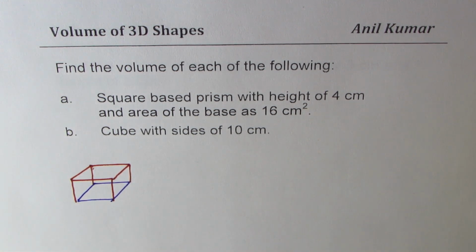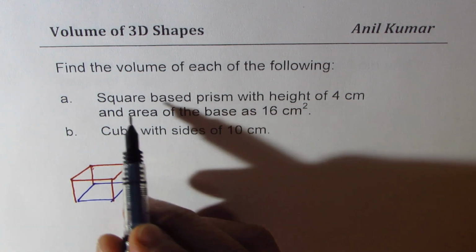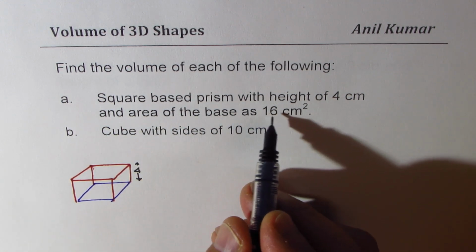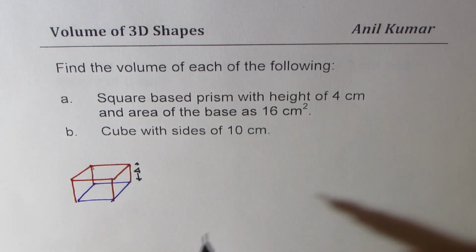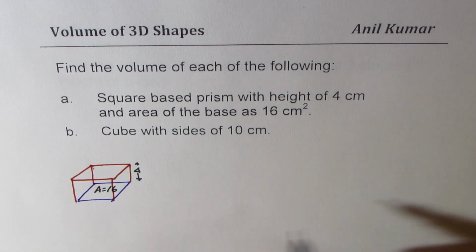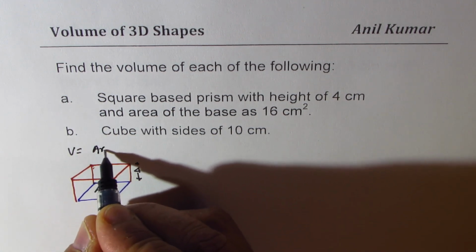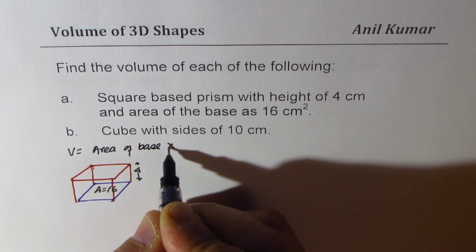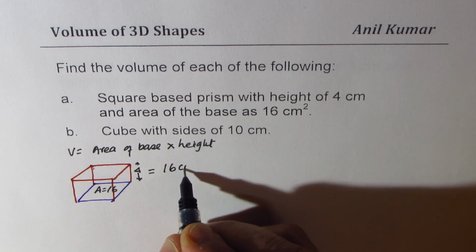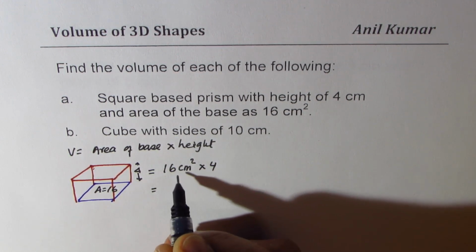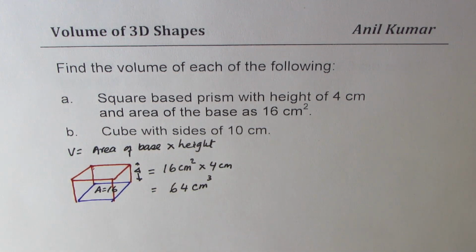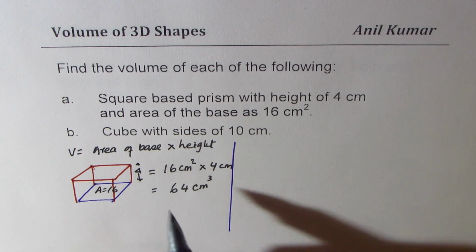To find the volume of square-based prism, we have to multiply area of base into height. It says height is 4, and the area of the base is 16. In this particular case, it's like a cube, right? So the volume V is area of base times height. Area of the base is 16 centimeters square times 4, so what we get here is 64 centimeter cube, right? So that is how you could find the area times height as the volume.